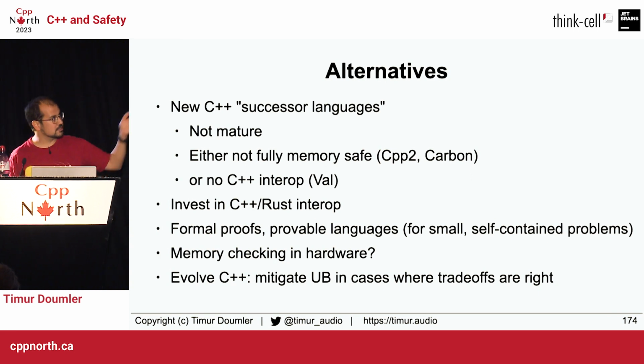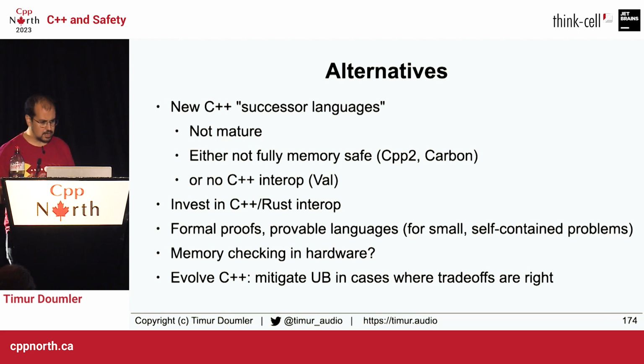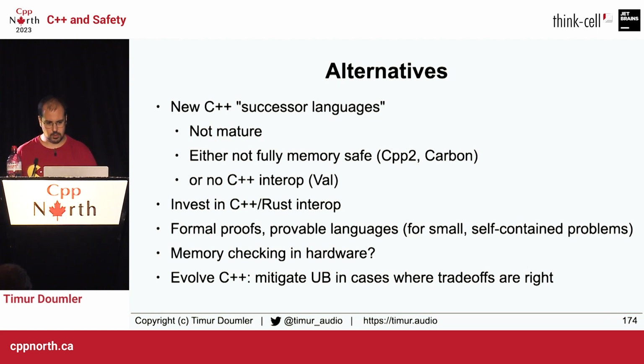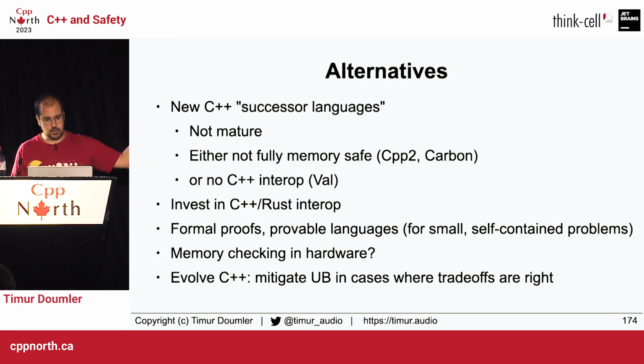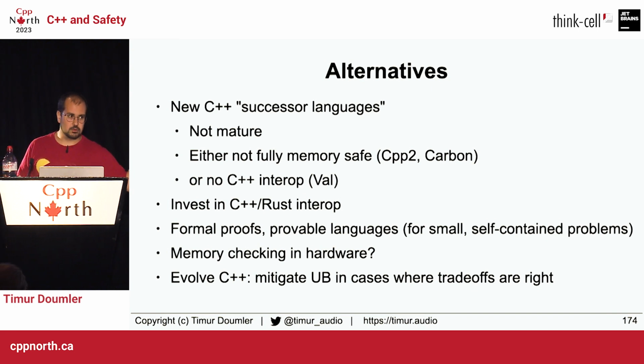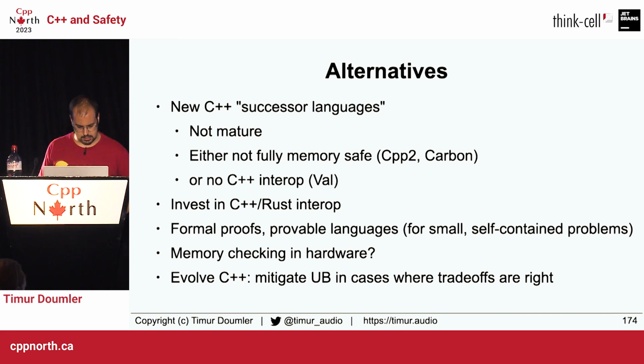We have all of these new successor languages that people have been talking about a lot, including at this conference last year. We have Cpp2, Carbon, Val. Either they're not actually fully memory safe in the way Rust is, or in the case of Val, there is basically no C++ interop. And they're not mature. The only one that's actually mature here is Rust. So maybe we should invest in C++ Rust interop, and that's where we should be spending our money if we care about safety and security.